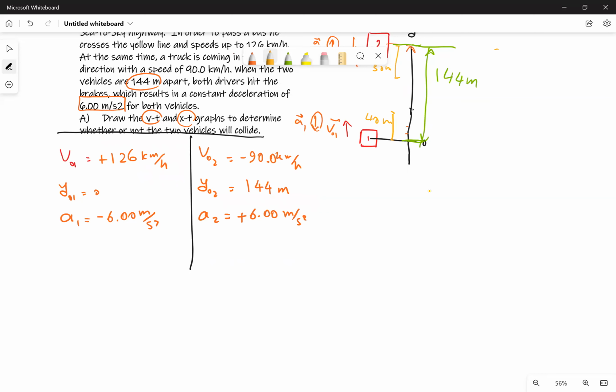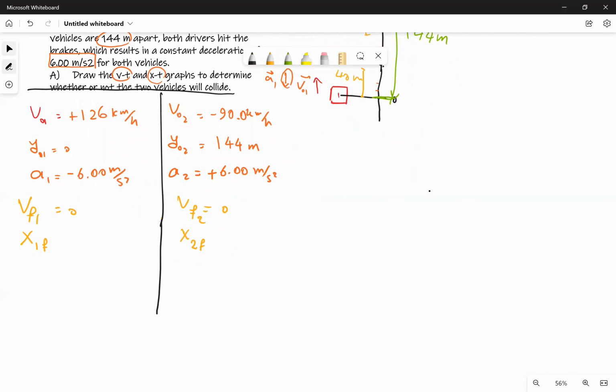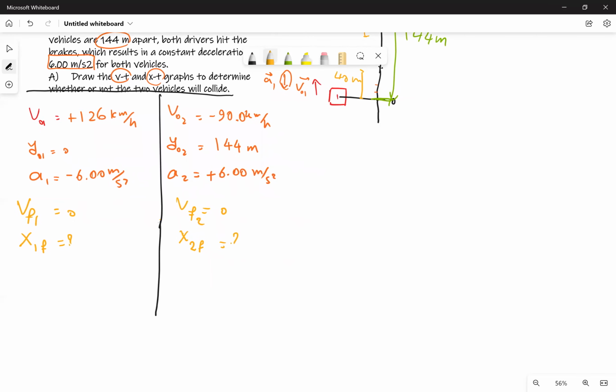If they stop, the final velocity of 1 is going to be 0, and the final velocity of 2 is going to be 0, right? And we want to know what x1 final and x2 final would be. Where are those distances? I don't know this, and I don't know this. How can I find that?